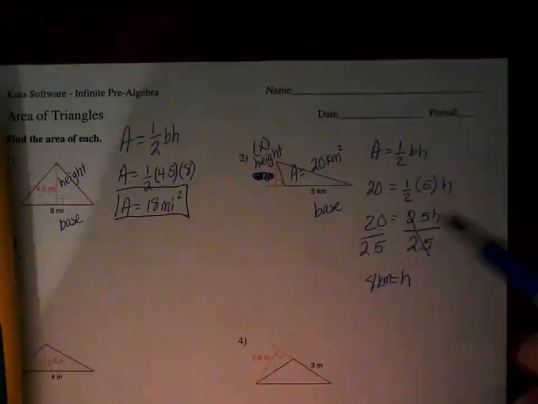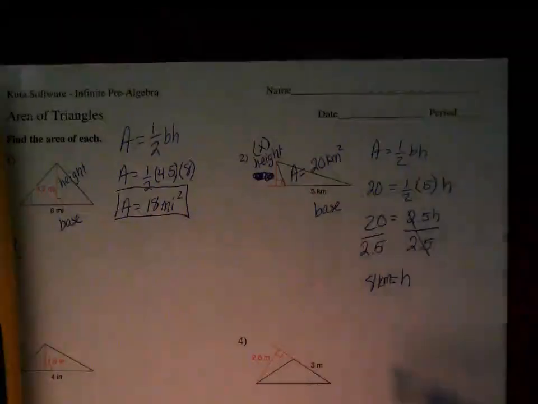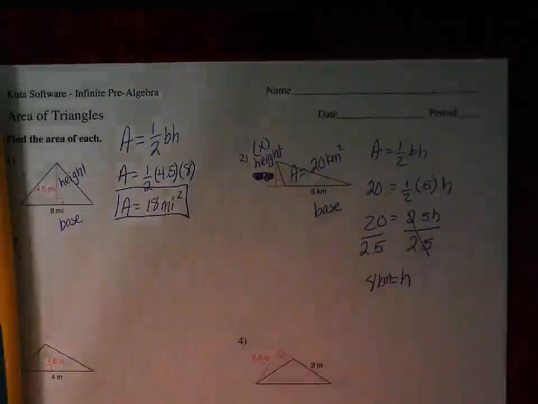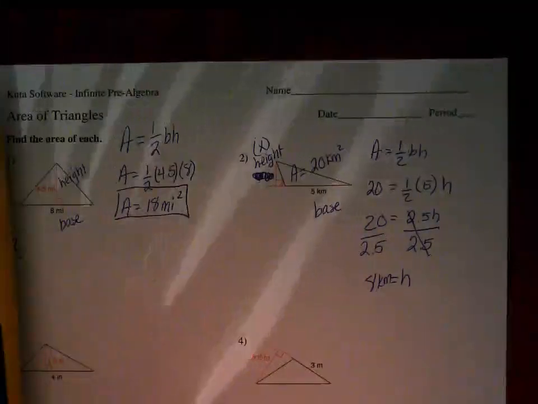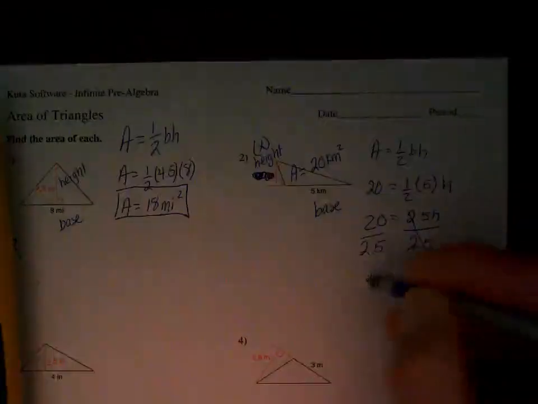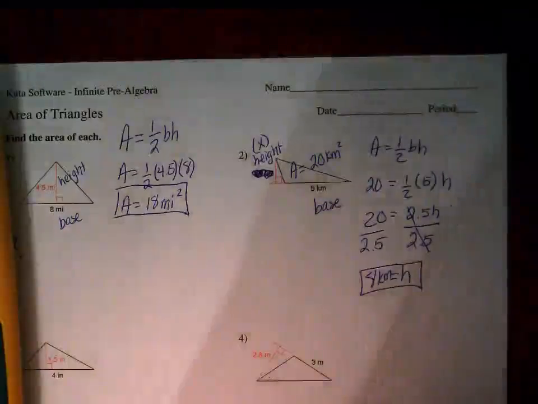Once we put 8 kilometers and we multiply that by the base, which is 5, and we take half of that to get 20, now it becomes an area, or a measurement in the second dimension. So that's why it's kilometers squared. So in this situation, a little bit of algebra, but we found out that our height is 8 kilometers.